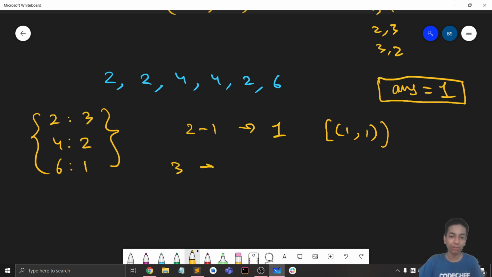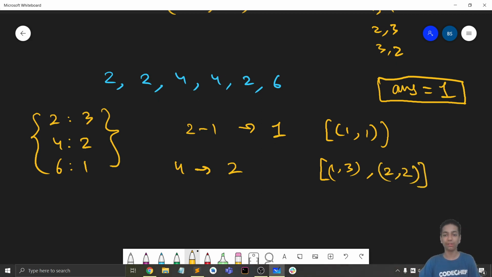For 3, how many unique points can we get? Well, 3 doesn't even occur, so we can just move on. We can go on to 4. 4 occurs 2 times. 4 can be split into 3 different ways, and we'll take the minimum of 3 and 2, so we get 2. So yes, we can split the first 4 into 1 comma 3, and the second 4 into maybe 2 comma 2, right? After this, we don't even have enough occurrences, so we add 2 to the answer, so it becomes 3 now. Then we go to 6.